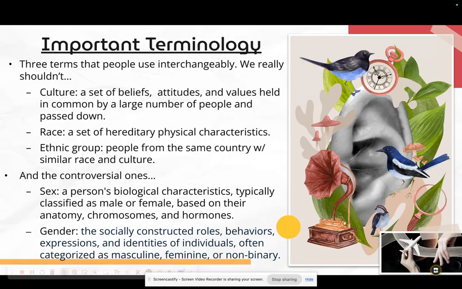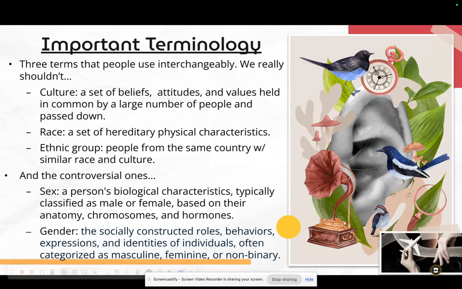Okay, and so in looking at that, those terms all have kind of a line that blurs because we all have a culture, we all have an ethnicity, we all have a race, but they're different ideas. Then you've got the ones that are hot button controversial topics right now, and I don't want to approach them through that lens. Again, I want to talk about the American Psychological Association and how they define them.